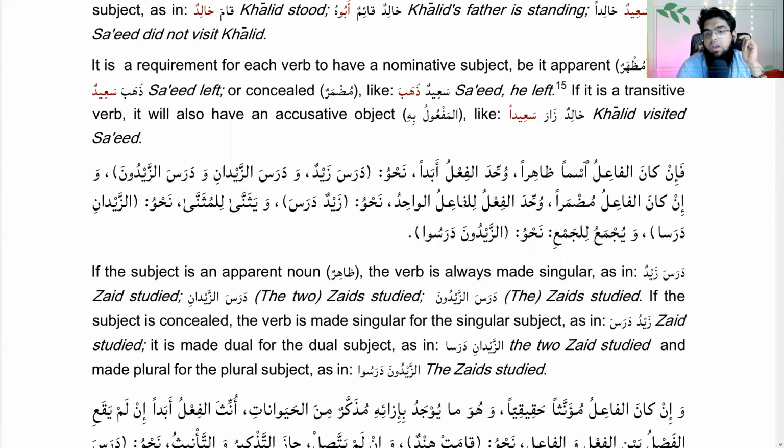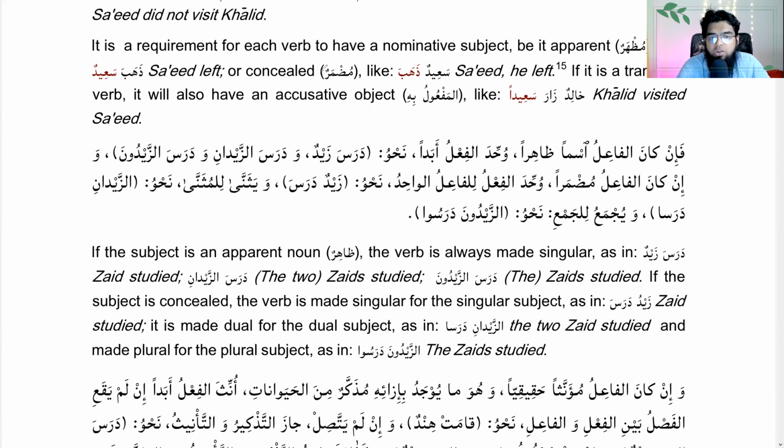The rule is what? The verb is always singular. نَحْوُ دَرَسَ زَيْدٌ دَرَسَ الزَّيْدَانِ دَرَسَ الزَّيْدُونَ. Zaid studied, two Zaid studied, all Zaid studied, many Zaid studied. Now, notice here, the verb is always singular, وحد الفعل أبدا. Why? The verb is always singular.